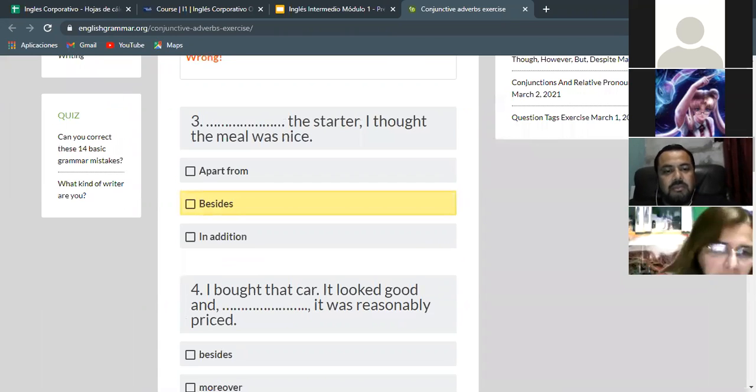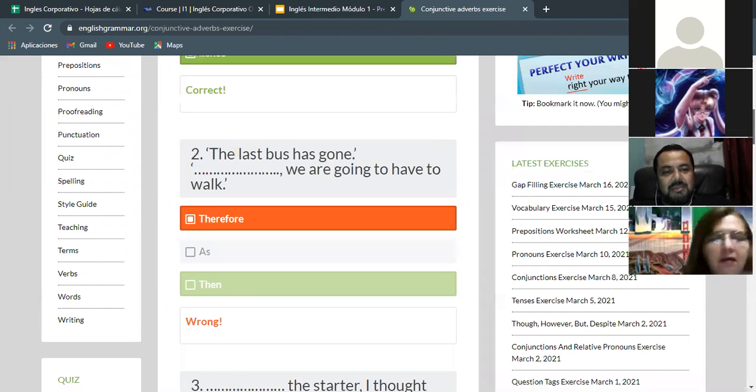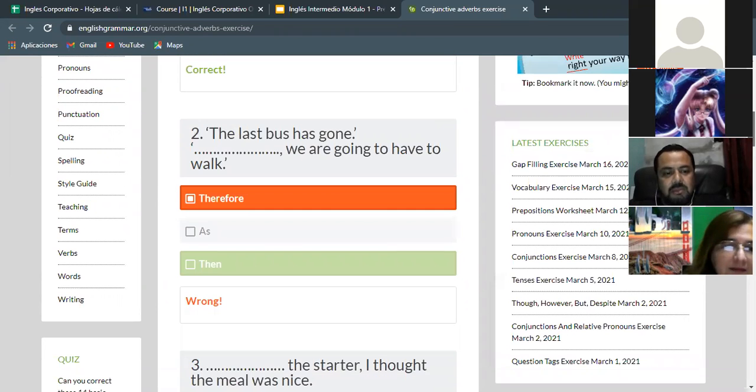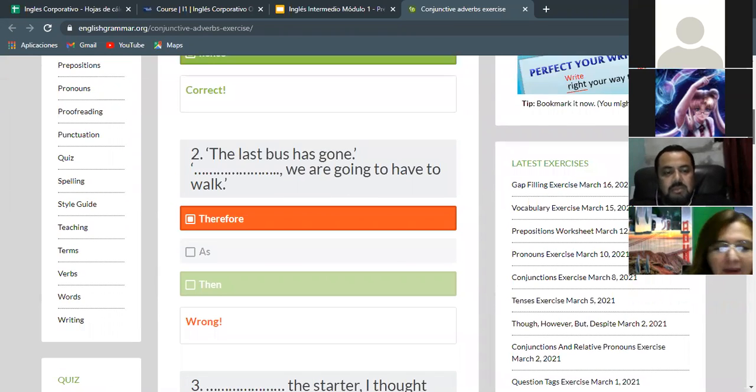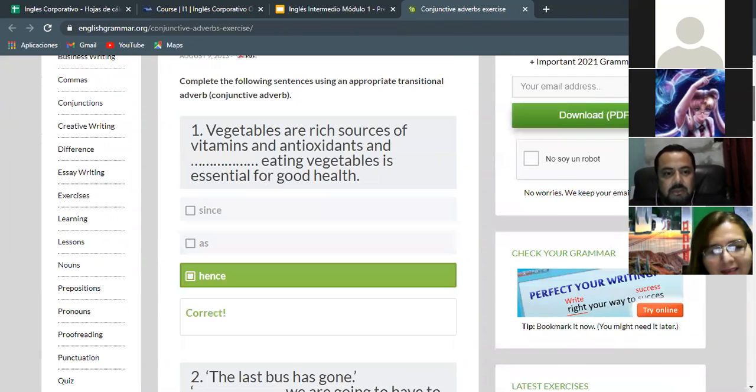Okay, actually the answers are here. That was not correct. Actually, it was then. The first one was hence. That was correct. So we are 1-1. Let's see what happens.